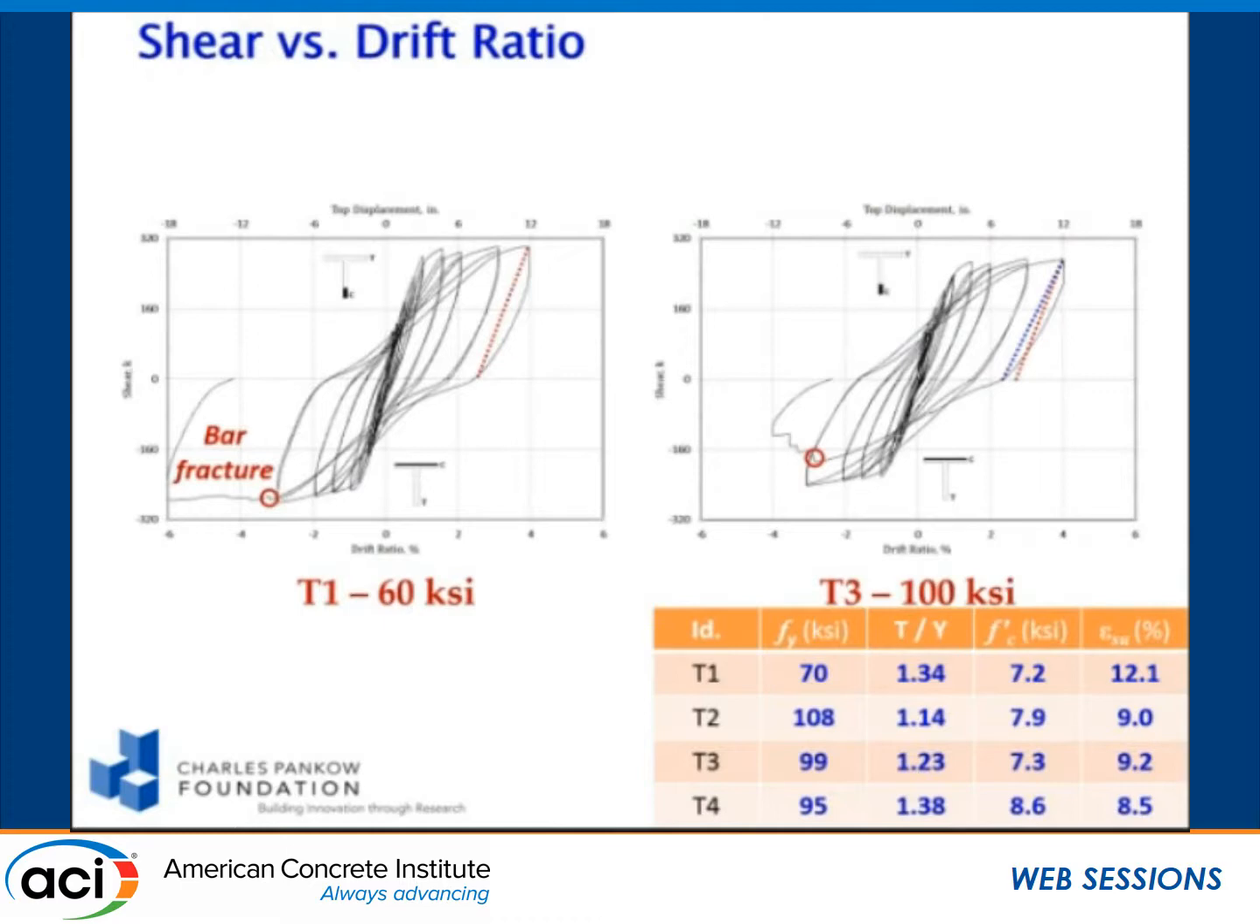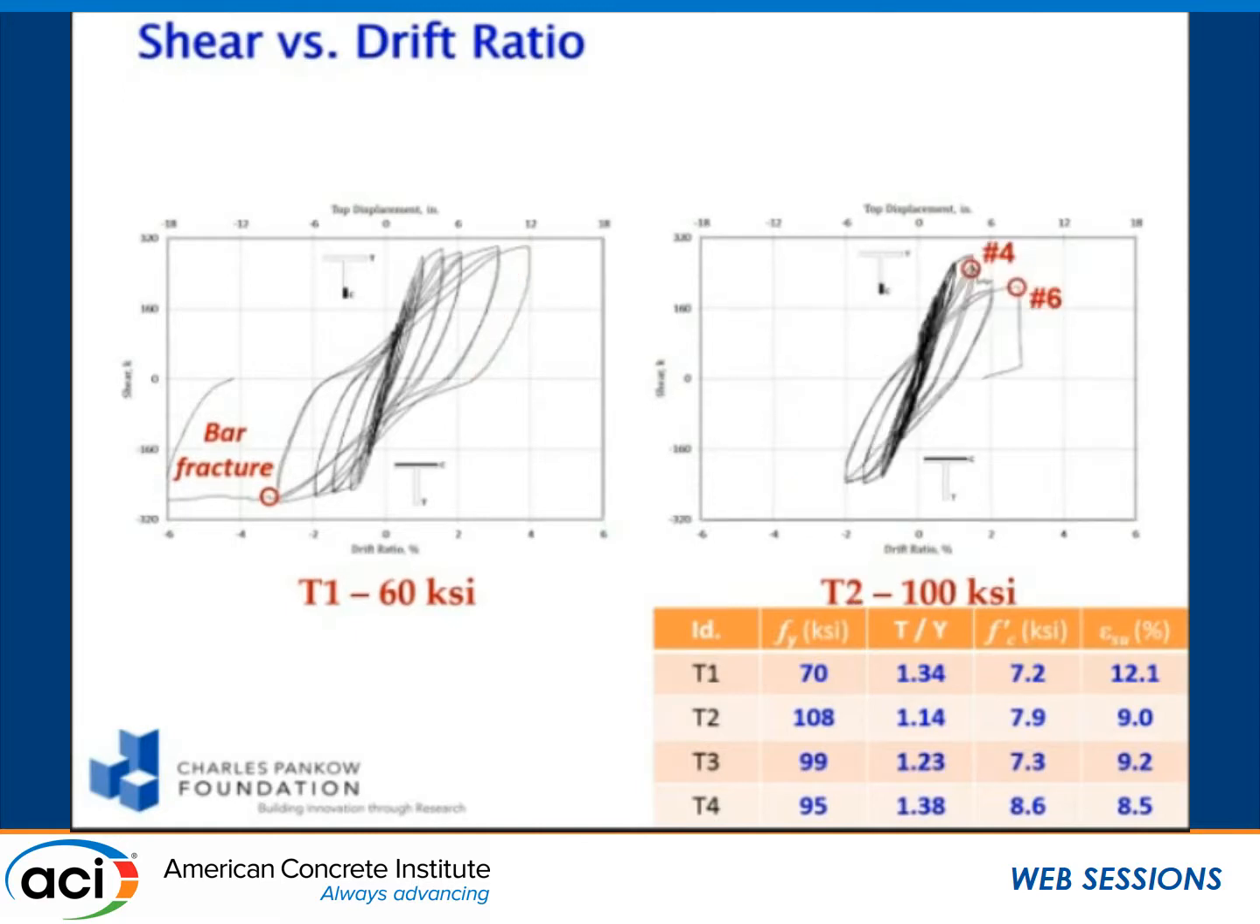I'm not going to get into the details, just a quick summary of the results. If you compare T1 to T3, T3 has a moderate T2I ratio, 1.23. You notice the behavior is not terribly different, with some differences in stiffness and things like that. Bar started to fracture here, bar started to fracture here in the grade 60. Equivalent performance, not too bad. This one performed rather poorly, in my opinion. This is the grade 60 benchmark, this is the grade 100.